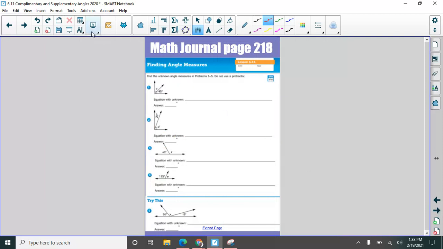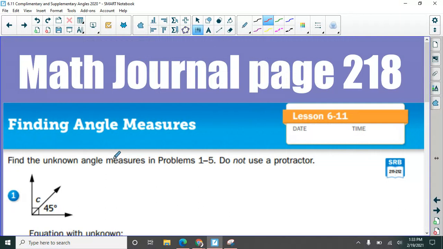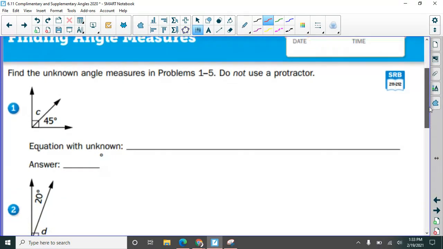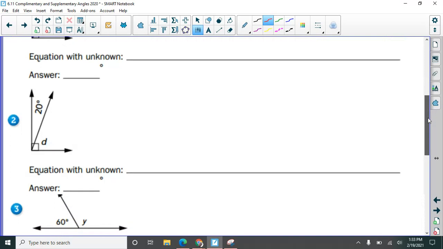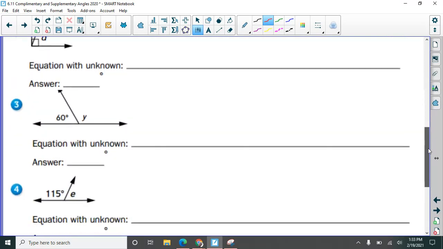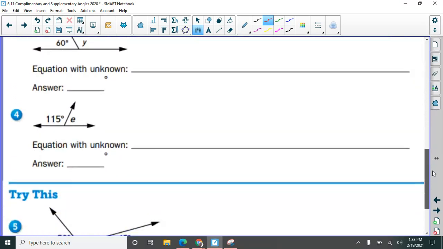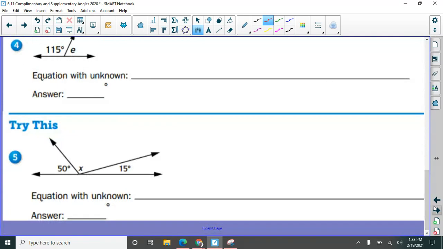Here is your math journal page. It is page 218. And you can see that you have a couple of complementary angles here at the beginning to solve. Your equation can be written with addition or subtraction, whichever one works for you. They both work for me. There's a couple that are supplementary, and you definitely do need to do the try this. Use that good brain of yours and think, how could I solve for X here?